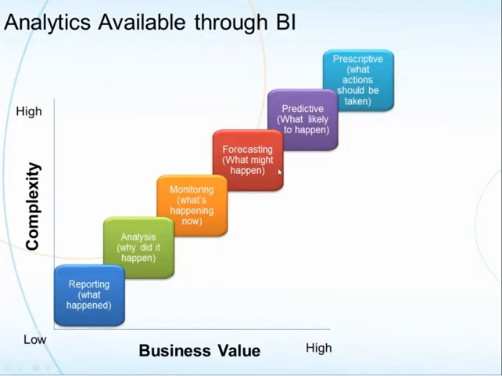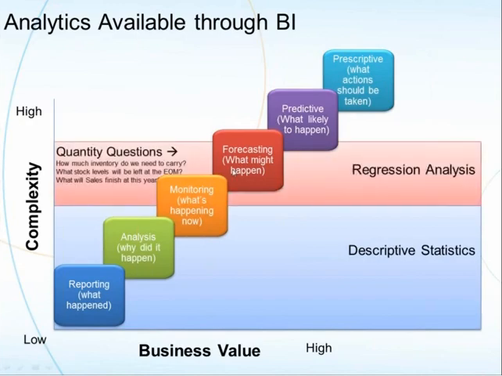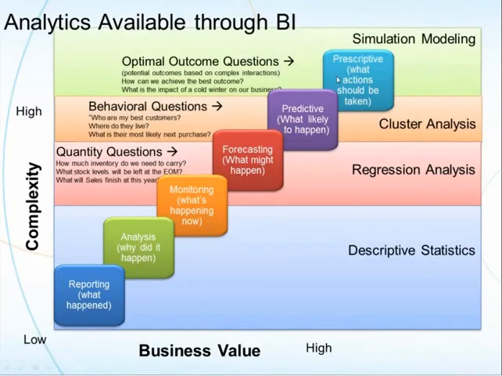I'm going to talk a little bit more about these in depth because sometimes the nuances are lost and people use these terms interchangeably. Down here we have a discipline that's really considered to be descriptive statistics. And this would be averages and totals and things like that. That's the type of information that we use down here. Over here, what we're doing is we're trying to answer quantity questions. And I'll give you a little example in just a moment. Here, we're trying to answer behavioral questions, like who are my best customers, where do they live, what's their most likely purchase. And finally, when you talk about prescriptive analytics, you're doing simulation modeling and you're trying to come up with optimal outcome questions. All of these types of analytics are available within BI.